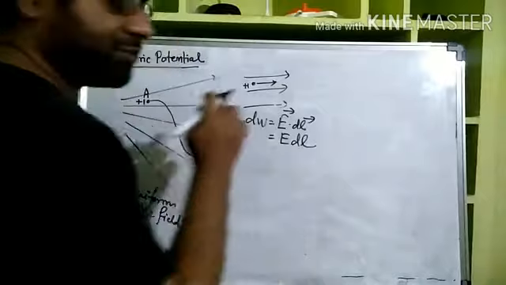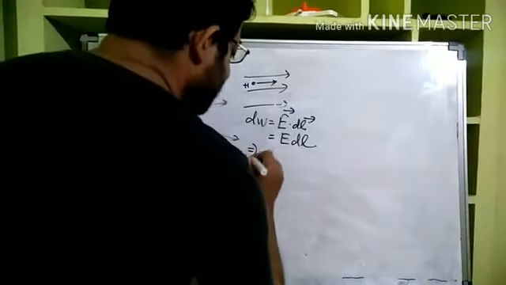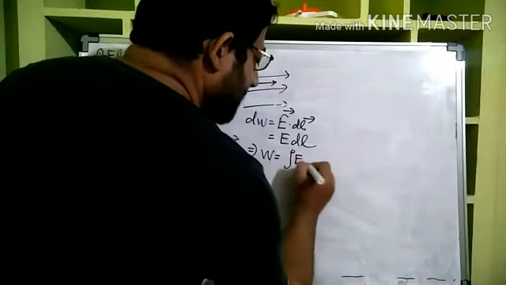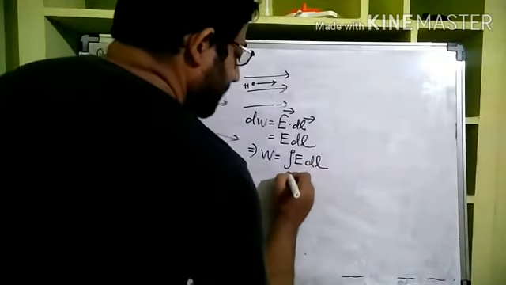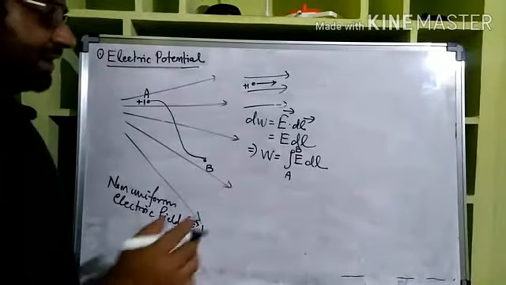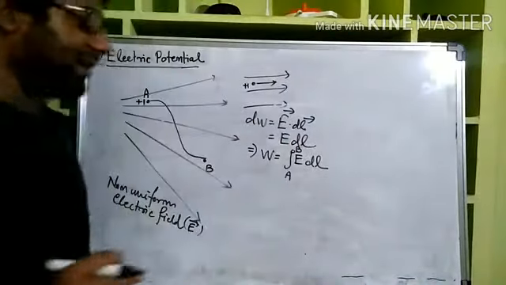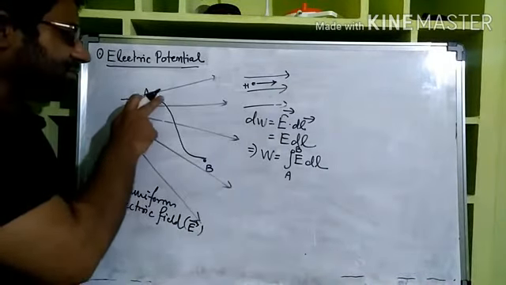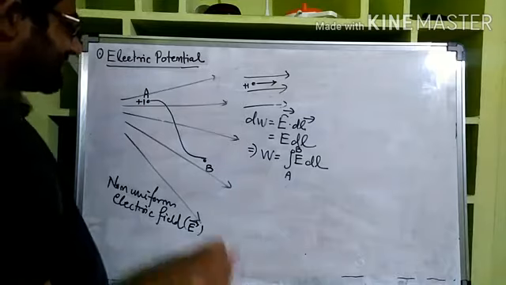So dW is equal to E·dl, which implies that W, the total work done, is equal to the integral of E·dl from A to B. Is it clear? It's very simple, right? And why did we do this integration? It is because this is a continuous path and it can be anything, as I said.